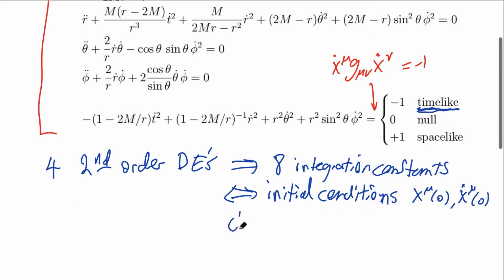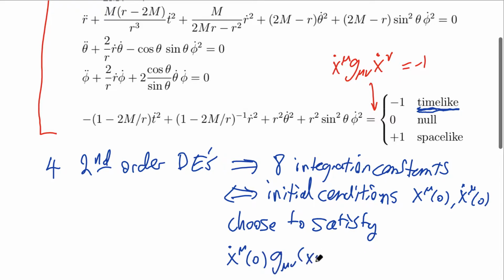So we choose these 8 bits of information to satisfy x dot mu at the initial parameter value times g mu nu, and that's of course a function of x at the initial parameter values, times x dot nu at parameter value 0 equals minus 1. And then once this has been chosen initially, the fact that this expression is a constant of motion means it will remain equal to minus 1.